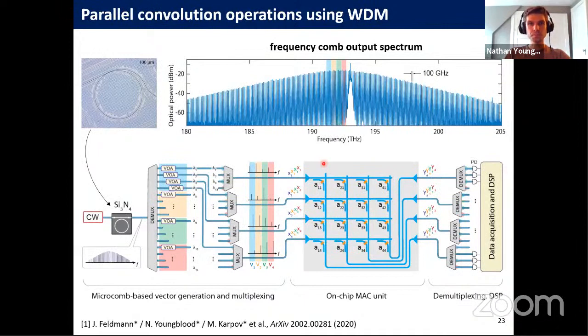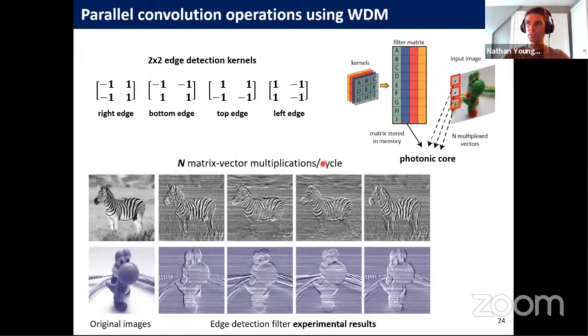Now, these are some experiments that we did to show the same 4 edge detection filters, but computing the output 4 times faster because we're using 4 vectors at a time. I want to emphasize that the ability to do this classically is something completely unique to optical computing.